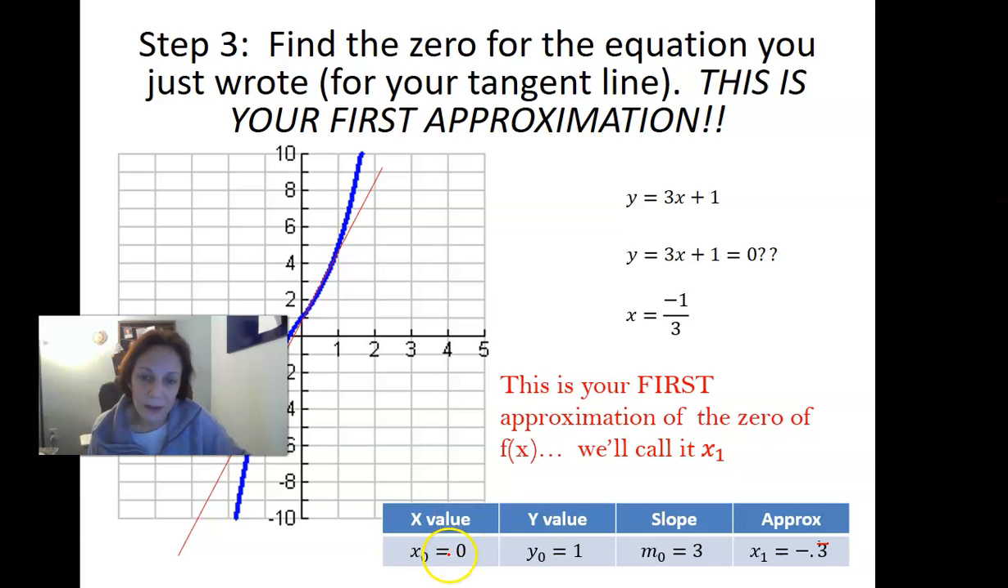My initial x value that I guessed at was 0. The y value and the slope that went with that were 1 and 3. Using those numbers, I wrote the equation for a tangent line, set it equal to 0, and boom, here's my first approximation. So if they say, find the first approximation to the 0 of this function, we're done. That's our answer. Negative 0.3 repeating.